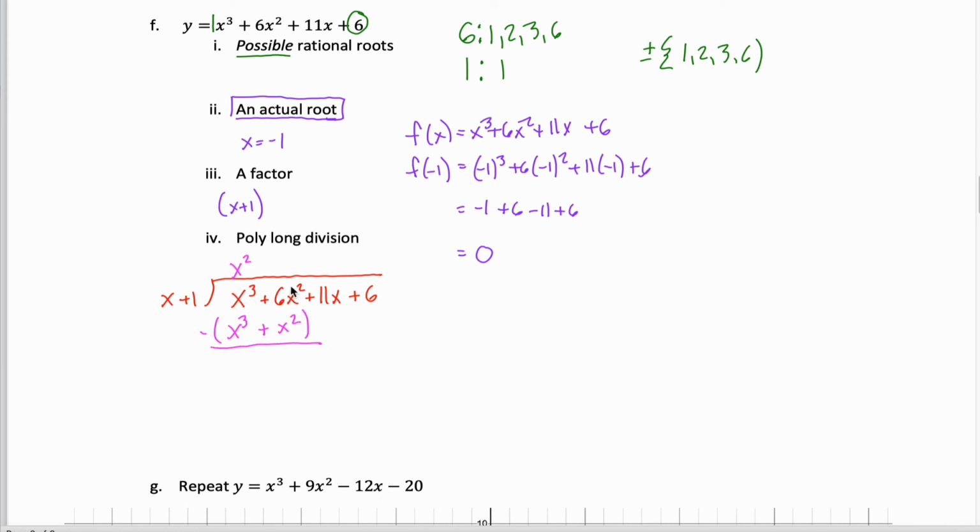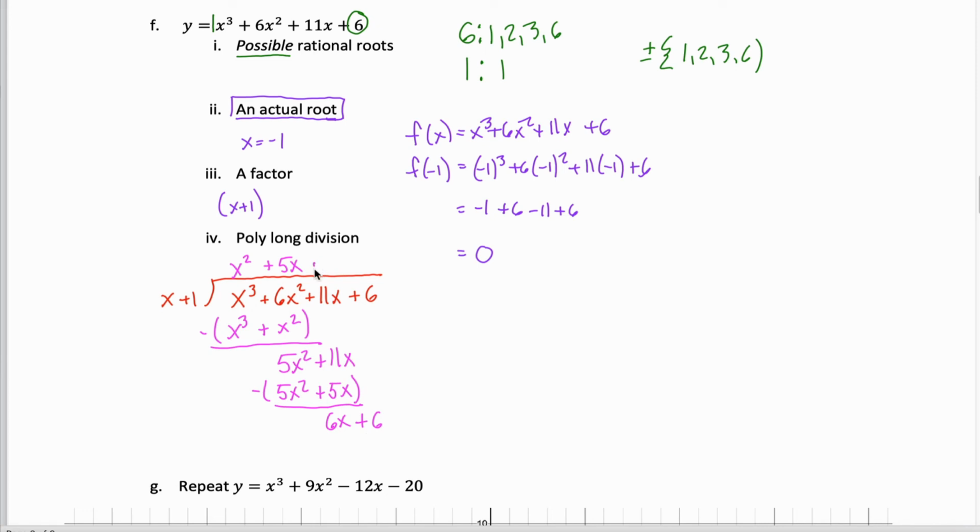In this column, I again have 6x squared minus x squared, so I got 5x squared. And I bring down the next column, the 11x. Now all I got to do is repeat that a couple more times. To get rid of this 5x squared, I put a 5x up here because 5x times x plus 1 gives me 5x squared plus 5x. And now I subtract. 11x minus 5x leaves me with 6x. And if I bring down this 6, I get 6x plus 6.